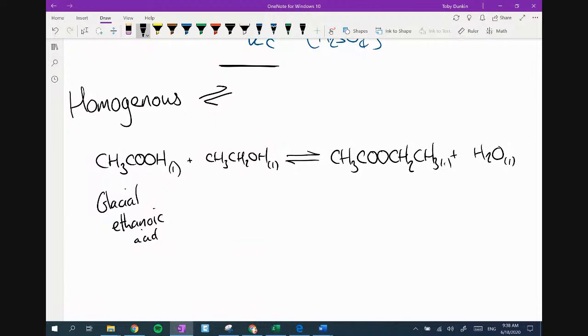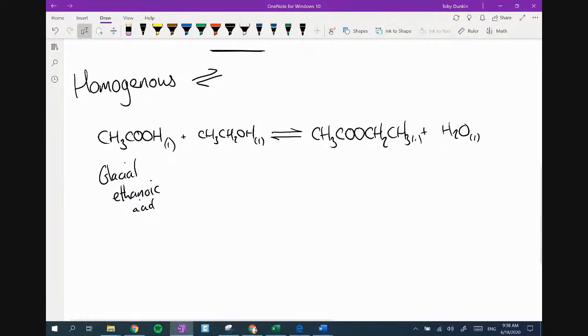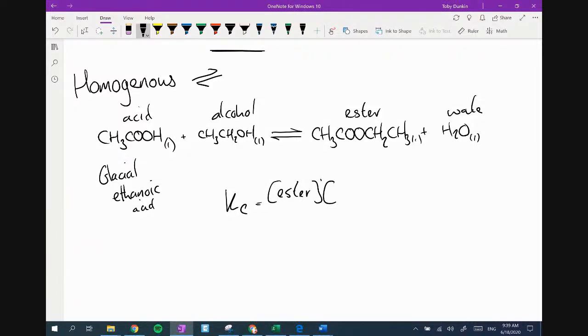Because this is a homogeneous mixture, you now get a full Kc with everybody in it. I'm just going to label this as ester, this as water, this as acid, and this as alcohol. It saves me the hassle. So we've got ester to the power of 1 times water. Now you realize this is a clever one: water does appear in here. Water, acid, alcohol.